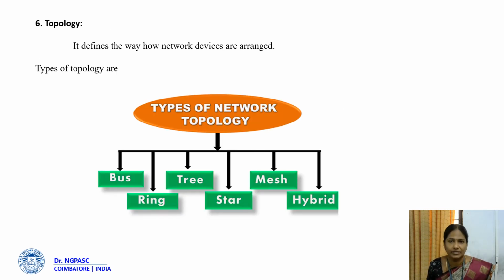Next, we move to topology. Topology is nothing but the way of connecting the network. There are several types of topology available: bus topology, ring topology, tree topology, star topology, mesh topology, and hybrid topology. In mesh topology, each and every node is connected with each other. In star topology, each node is connected to a central device. In ring topology, each node is connected with its nearest adjacent nodes. In bus topology, each device is connected to the central link. So these are the various types of topologies available to form the network.